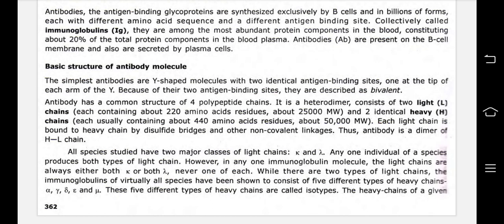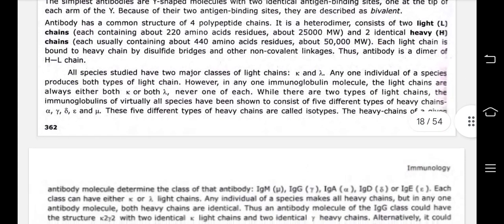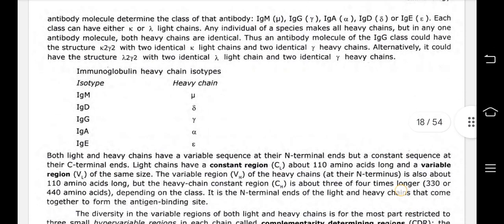However, in any one immunoglobulin molecule, the light chains are always either both kappa or both lambda, never one of each. There are two types of light chains. The immunoglobulins of virtually all species have been shown to consist of 5 different types of heavy chains: alpha, beta, and so on. These 5 different types of heavy chains are called isotypes. The heavy chains of a given antibody molecule determine the class of that antibody: IgM (mu), IgG, IgA, IgD or IgE. Each class can have either kappa or lambda light chains.